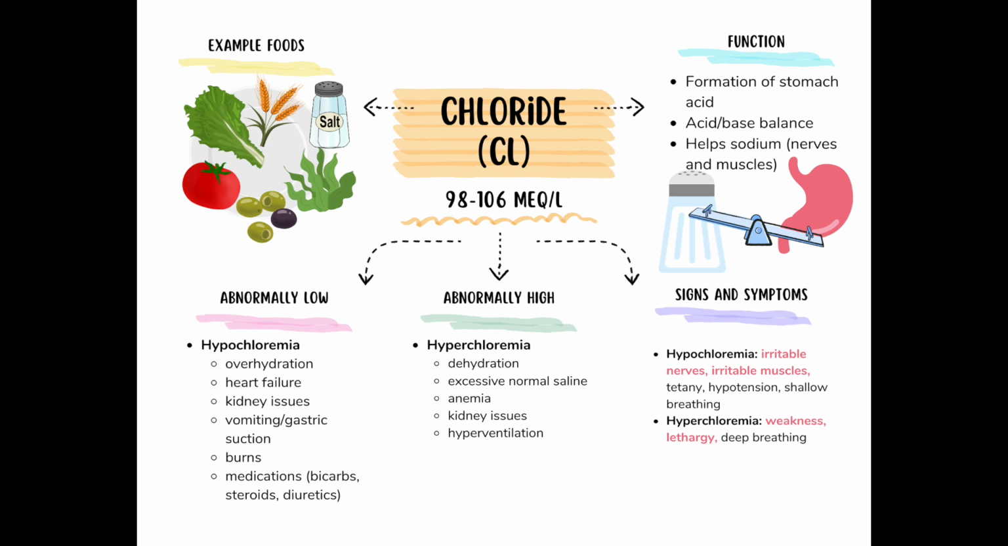So signs and symptoms of having a high chloride level include weakness. Again, remember chloride affects our muscles. Lethargy. Remember it affects our nerves. And deep breathing. Example foods include green leafy vegetables and seafood, whole grains, table salt also, because remember salt and chloride are kind of buddies, tomatoes, and olives.